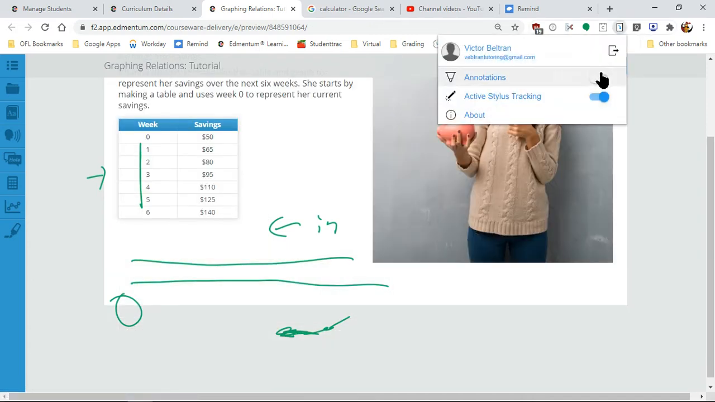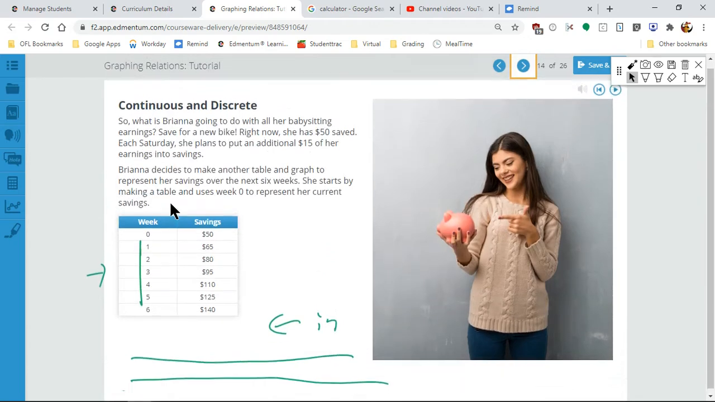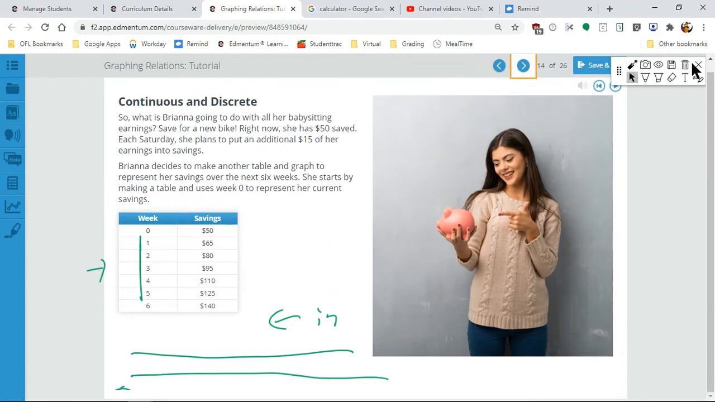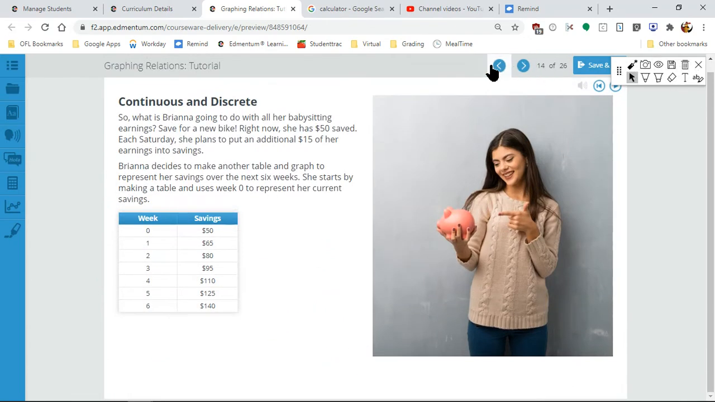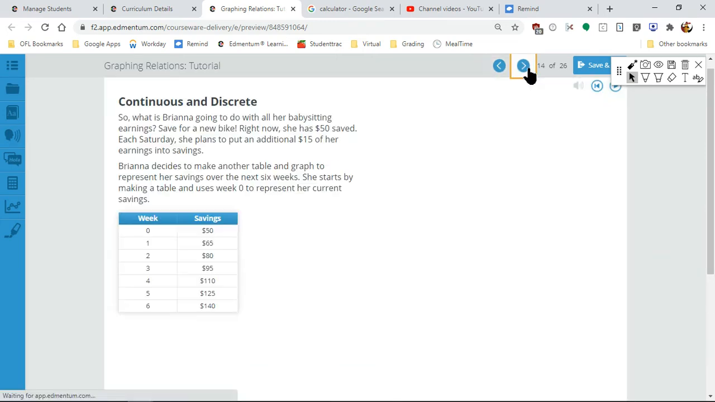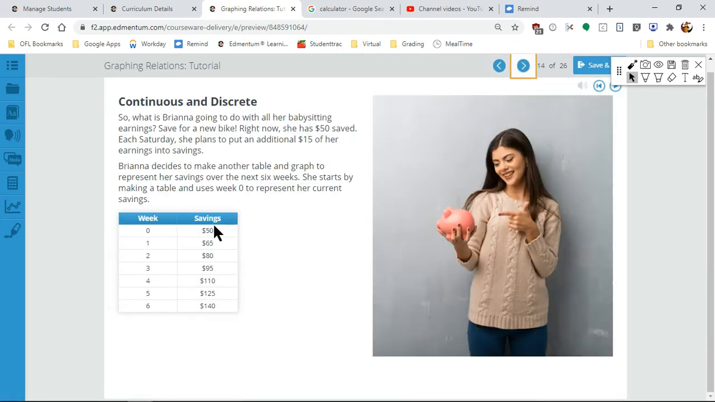And I just realized I closed my pen. All right. So, oops. What's going on here? All right, cool.